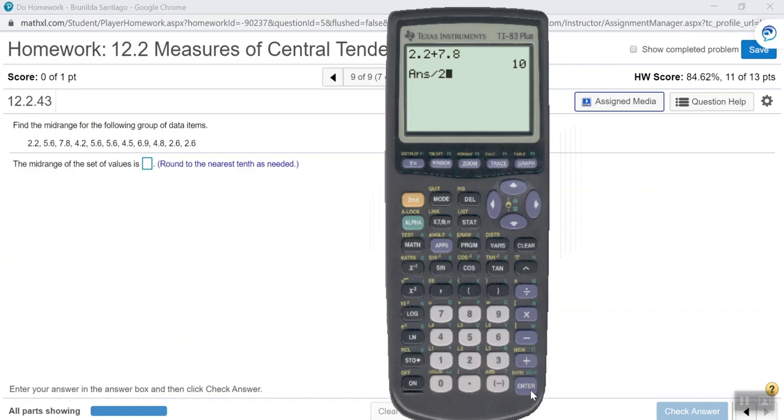Notice that I found the sum and then I divided by 2. If you don't do that, I'll show you what happens. If you do this, 2.2 plus 7.8, and then you divide by 2, we are going to get an answer, and it will be the wrong answer. Okay? If you want to do it all at once, you will enclose 2.2 and 7.8 in parentheses, and then divide by 2, and that will give you the correct answer, that is 5. Okay?